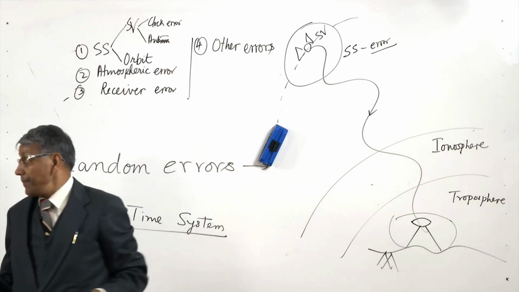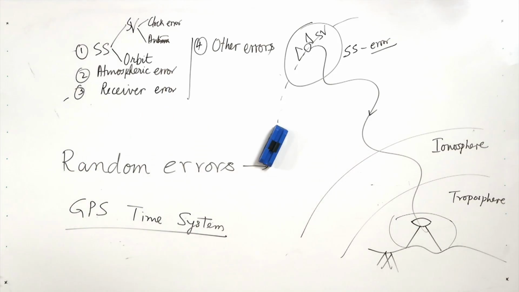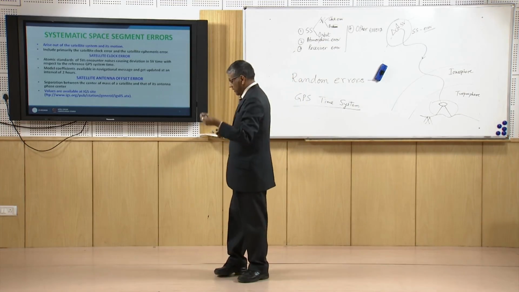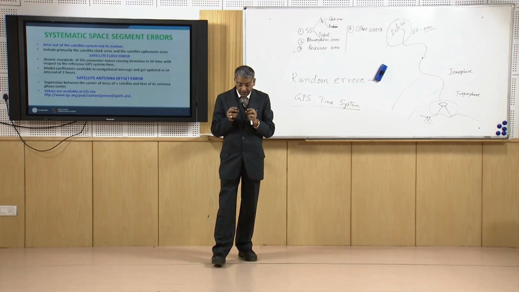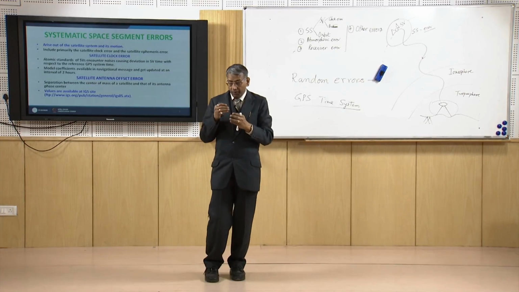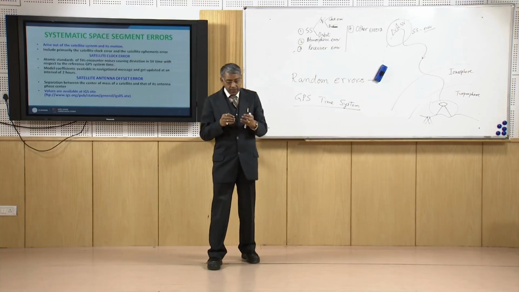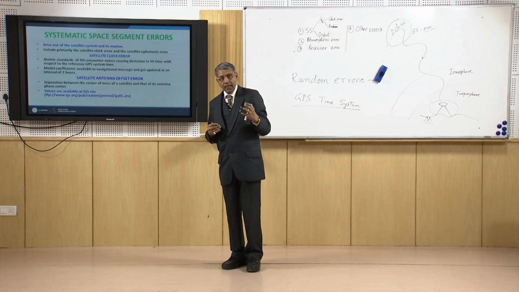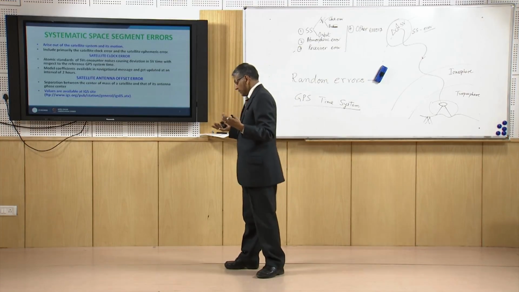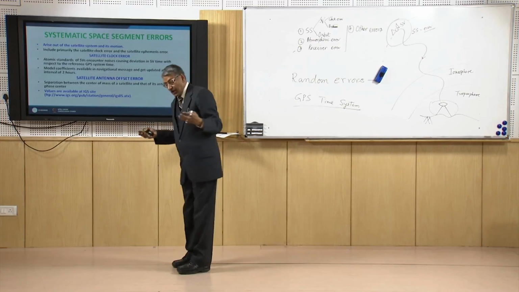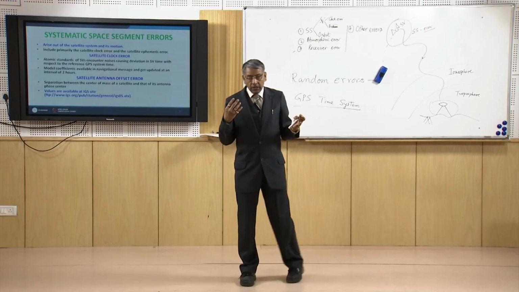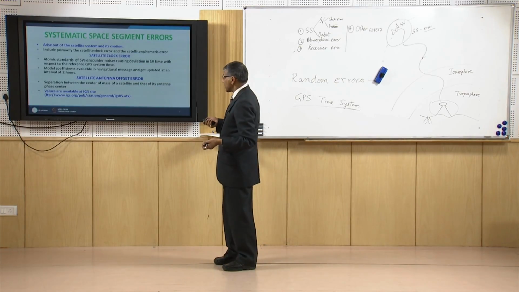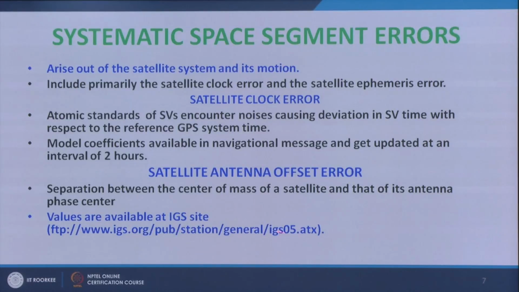Then there is the satellite antenna offset error, because the antenna phase center of the satellite antenna is defined from the center of mass of the satellite. So that distance will make an error in the satellite ranging value, that means in the GPS observable, and these values we can get from an internet site.